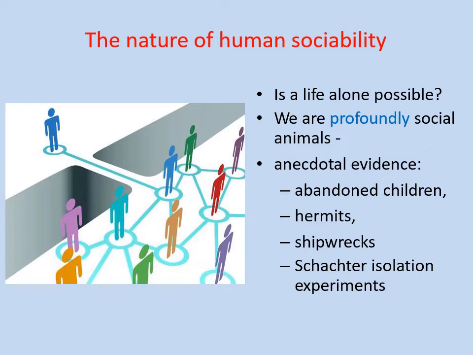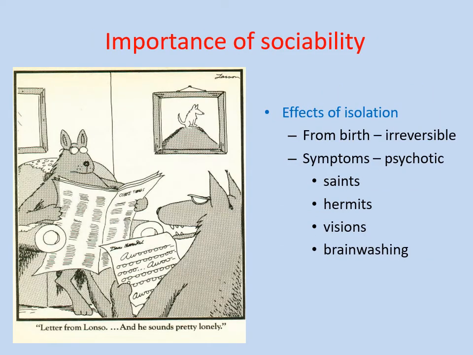So in a profound way, the amount of social stimulation or contact we need seems to be very different across individuals, but we can say that all human beings need social contact for normal life and normal adjustment. So sociability is incredibly important, and isolation has very negative consequences. If you are isolated from birth, it tends to be irreversible. If you're isolated temporarily, the symptoms tend to be similar to psychotic states, hallucinations, and so on.